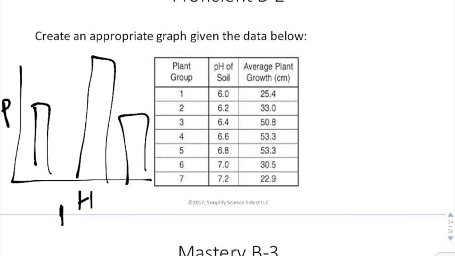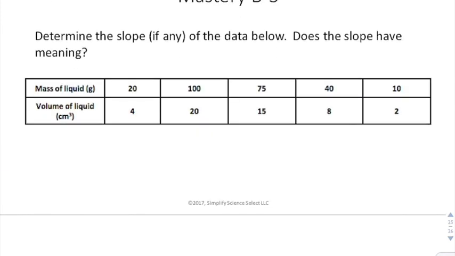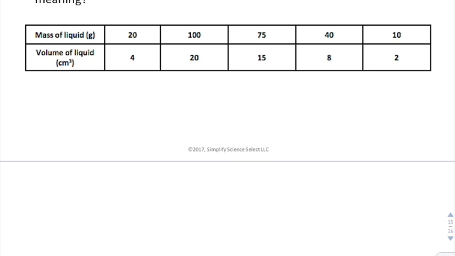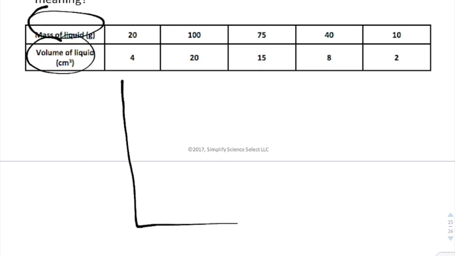Okay, the next one, it says determine the slope, if any, of the data below. Does the slope have meaning? So in order for me to be able to find the slope, the first thing that I need to be able to do is I need to be able to graph the data. In order to graph the data, you look at it and you say, okay, I've got mass of liquid and I've got volume of liquid. So what I'm going to do is I'm going to say that I directly control the volume, just like in the lab. And I'm going to measure the mass of the liquid and see if that changes as a result.